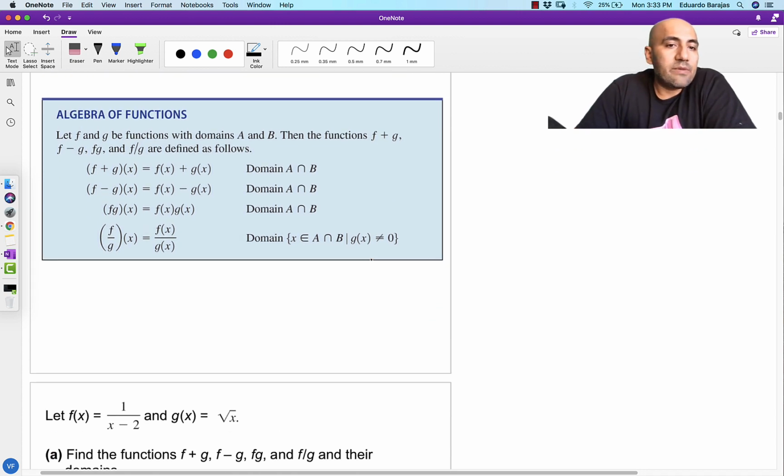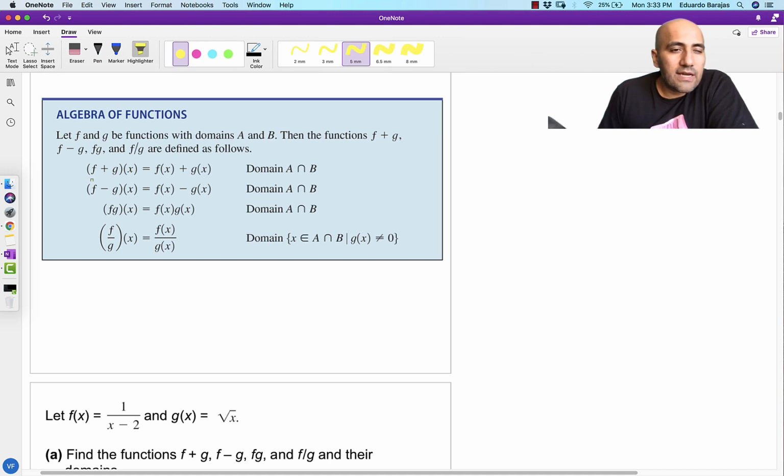So let f and g be functions with domains A and B. Then the functions f plus g, f minus g, f times g, and f divided by g are defined as follows. Right? So remember, don't lose track of the fact that all of these on the left-hand side are new functions. This is a new function. We just happen to label it, right? This is part of its name. It's the function f plus g evaluated at x, and it happens to be defined by adding the function f and the function g, right? So that's the connection between the two.